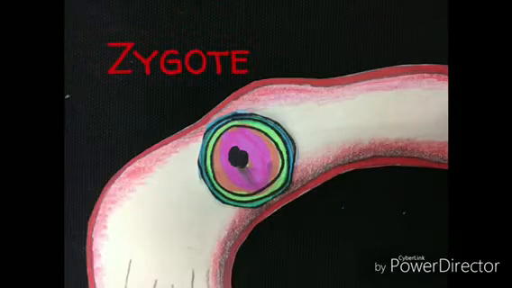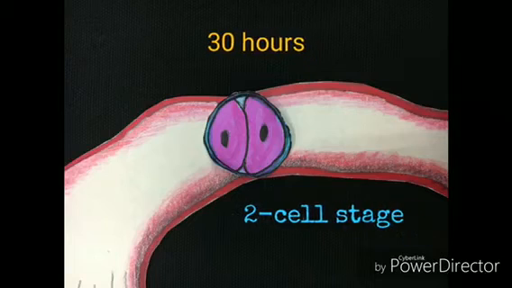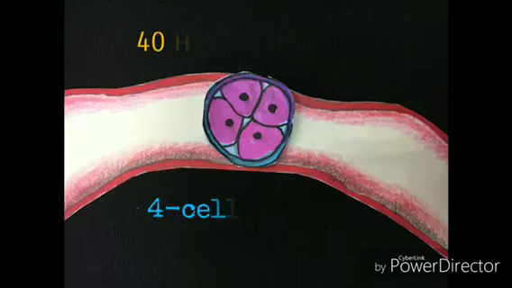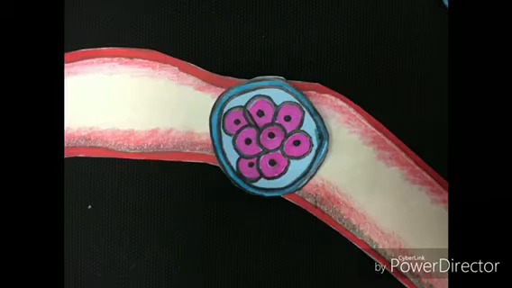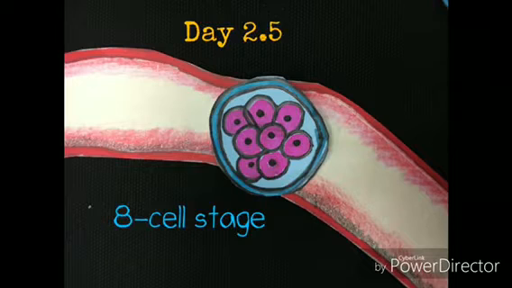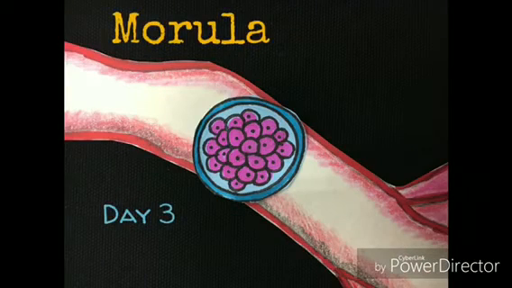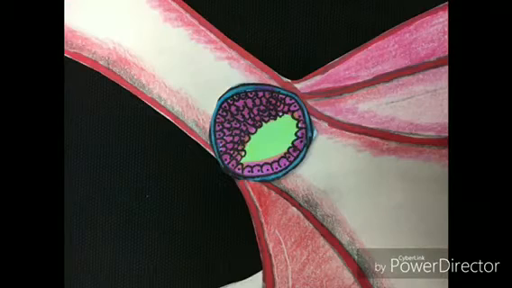After 30 hours of fertilization, it undergoes its first mitotic division to produce 2 identical cells. After 40 hours, it becomes the 4-cell stage. In the next 2.5 days, it becomes the 8-cell stage. Then, in the next 3 days, these mitotic divisions continue, eventually forming the 32-cell stage called the morula. The morula will continue dividing until it forms the blastula.